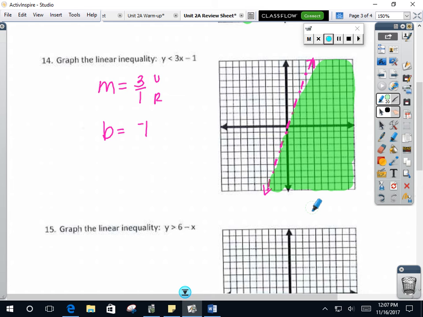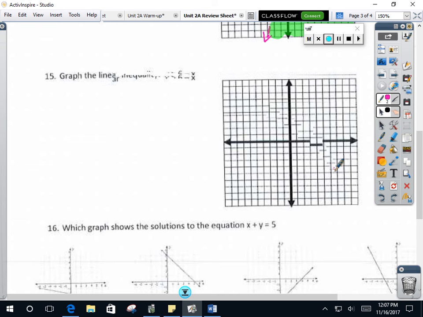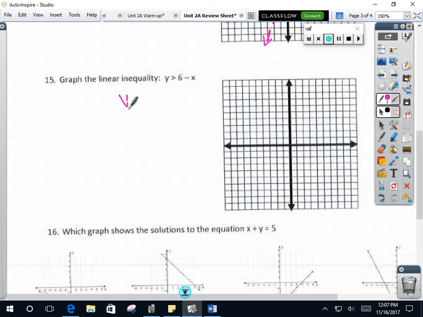Alright, number 15. Graph the linear inequality. Y is greater than 6 minus x. Before we graph it, what should we do to it?